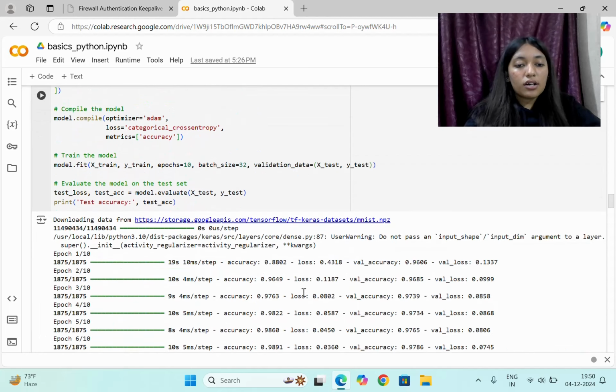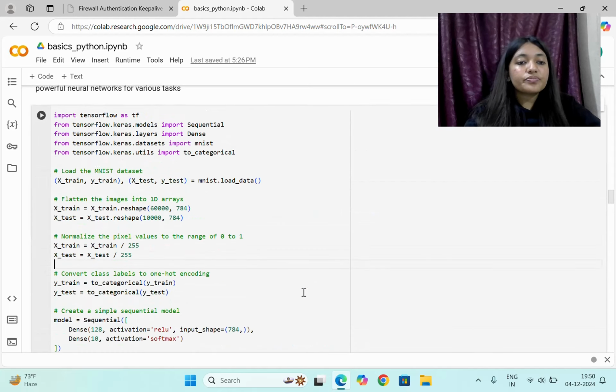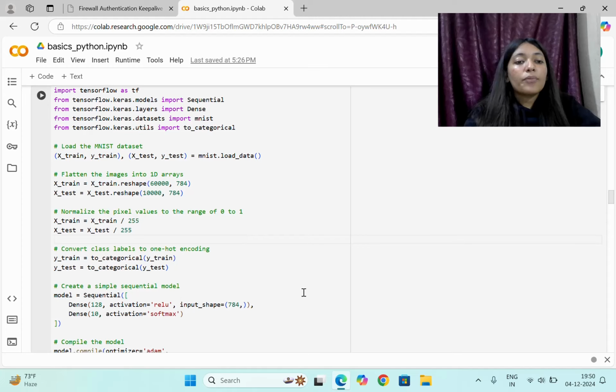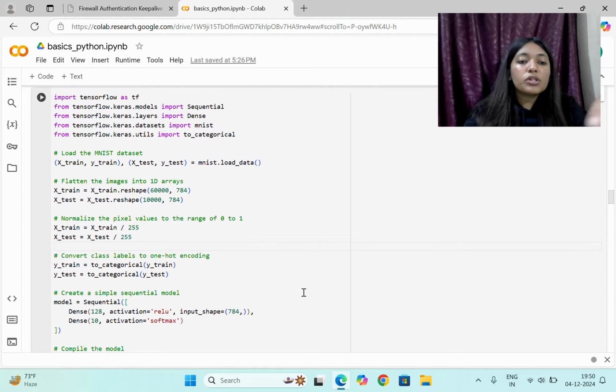Now, let's go through the coding part. First, import TensorFlow. We are importing TensorFlow as tf, then from tensorflow.keras.models we import Sequential, Dense, MNIST and to_categorical.